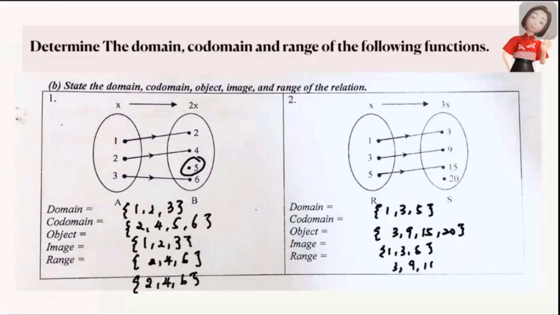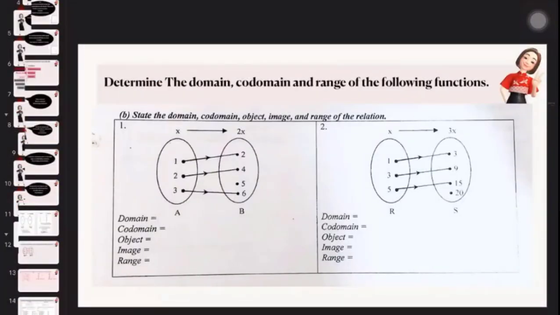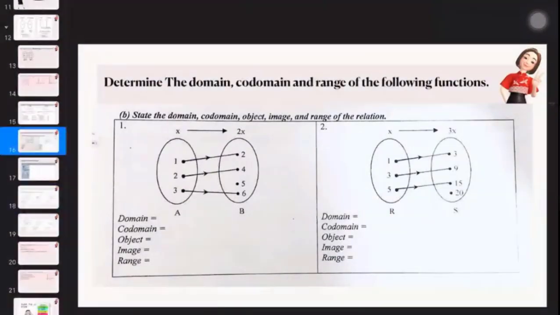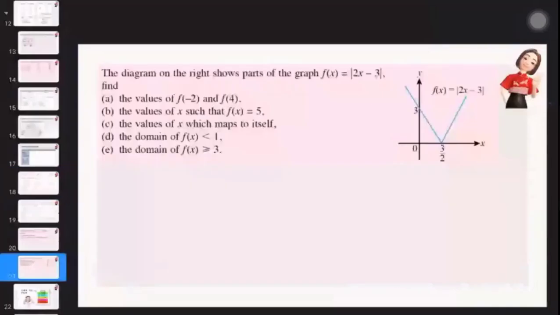So last, the range is what? 3, 9, 15 also. Okay, 3, 9, and 15. So I think we stop here for this one. Actually, I have a few more slides, about the object and the image. But never mind, we continue our lesson on Thursday.